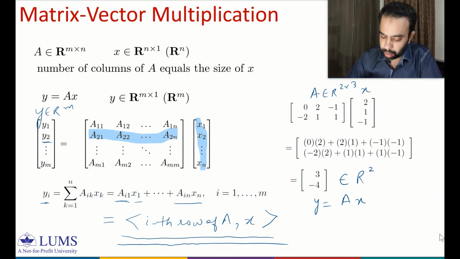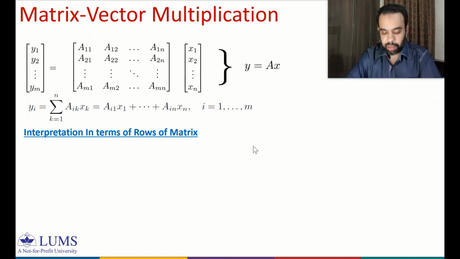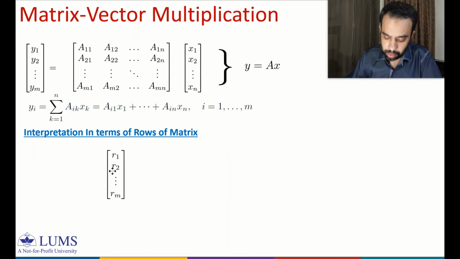Let me also explain the interpretation of matrix vector product. So that's how we defined the matrix vector product. If we want to interpret this matrix vector product in terms of rows of the matrix A, let me stack the rows of this matrix A in this form. I use R1 to denote the first row of the matrix A, R2 to denote the second row of the matrix A, and so on and so forth.